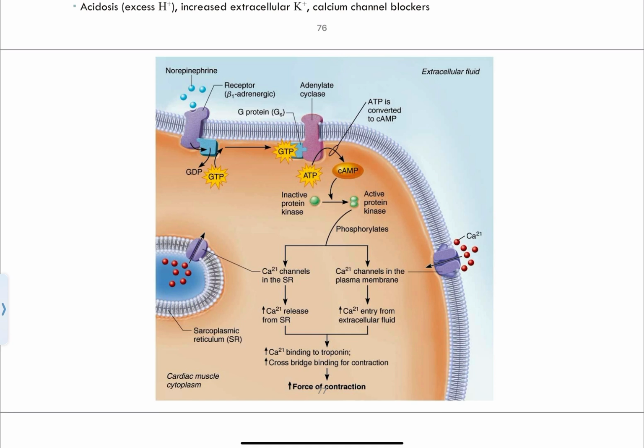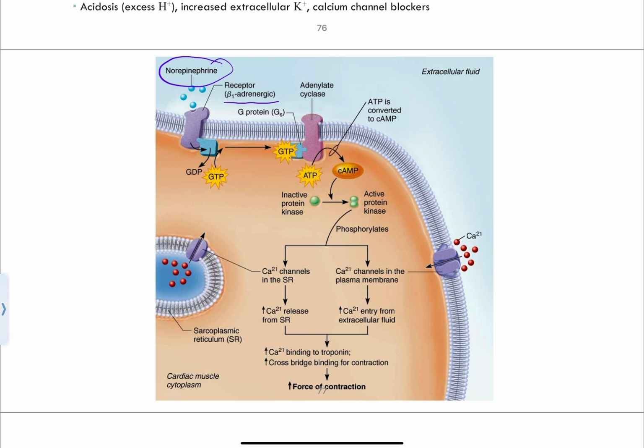Our first messenger, and that's why it's called a second messenger, because you have two messengers, is norepinephrine. Norepinephrine is going to come in and bind to the beta-1 adrenergic receptor, because this is the receptor that's specifically on the heart. This is going to cause GDP to be exchanged for GTP. GTP is similar to ATP, and is used as an energy source in our body.